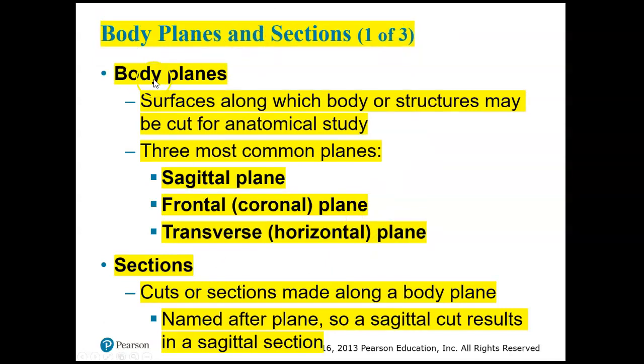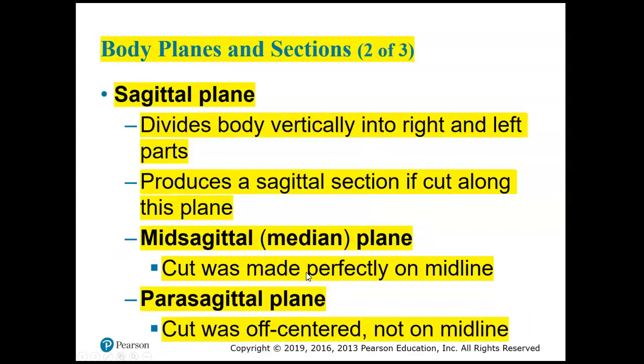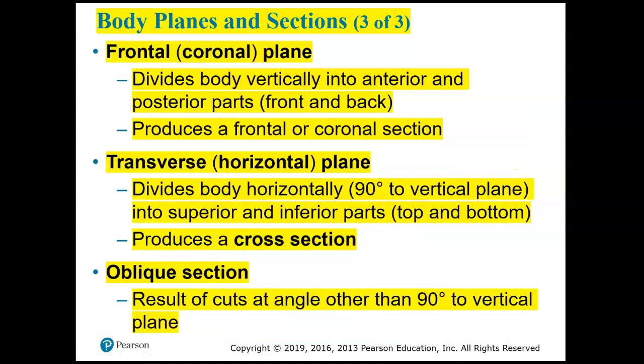Body planes and sections. Body planes are surfaces along which the body or structures may be cut for anatomical study. So if we talk about the body being cut, there are three planes that you need to know: a sagittal plane, a frontal or coronal plane, and a transverse or horizontal plane. So a sagittal plane divides the body vertically into right and left parts. If it's a mid-sagittal or median plane, then it's perfectly made on the midline of the body. But if it's a parasagittal plane, then it was off-centered.